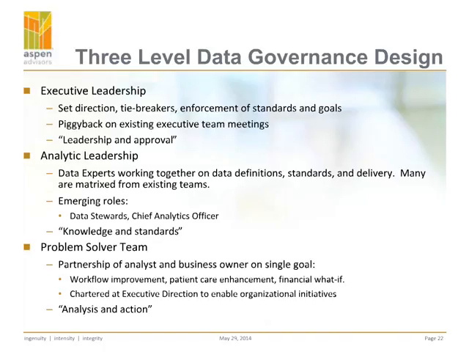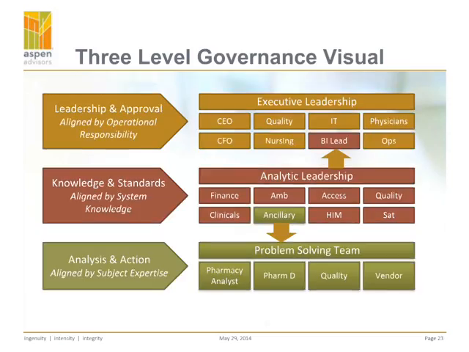I put together a visual that shows how these teams lock together. Again, leadership and approvals are across the top, aligned by organizational responsibility. You can have that chief data officer or chief analytics officer in that red box on the executive leadership piece. The second piece is knowledge and standards, the analytic leadership. You have finance, ambulatory, patient access, and quality in there. The leader of that group sits with executive leadership.